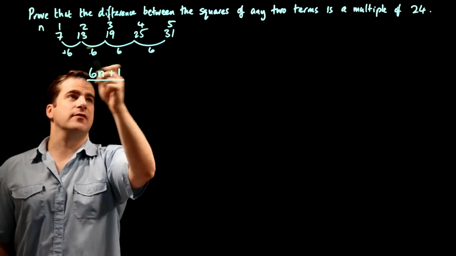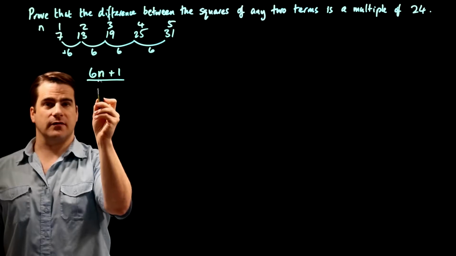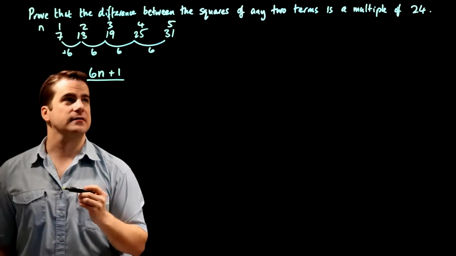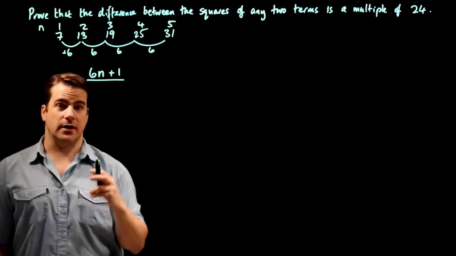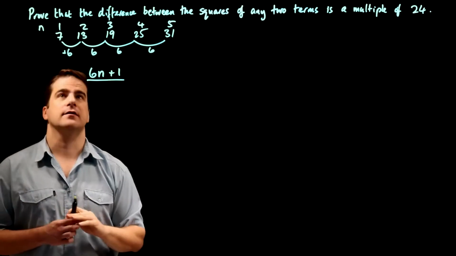And pick one of these. Let's pick n equals 5. 6 times 5 is 30, plus 1 is 31. Yes, it works. Good. Okay, so we've got the formula for the nth term. Where do we go from here?